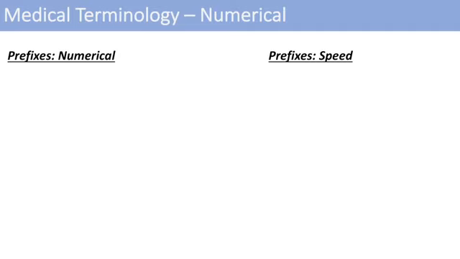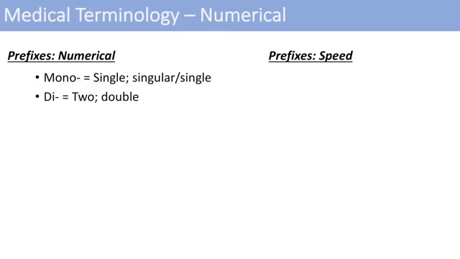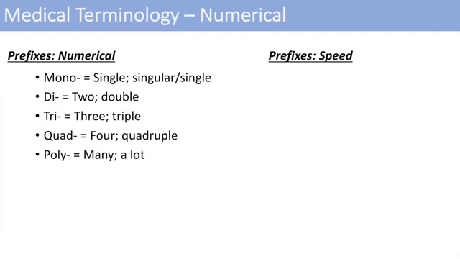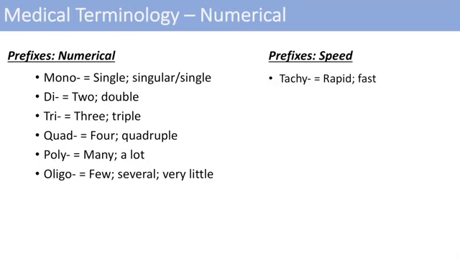So to get into some numerical prefixes, this one's pretty easy. Mono just means single or singular. Di means two or double. Tri, three or triple. Quad for four or quadruple. Poly is many or a lot. And oligo is kind of a blanket term that just means there are just a few, several, or very little.